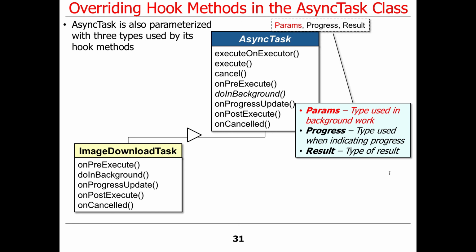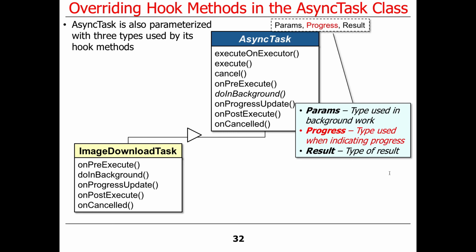So let's say, for sake of argument, you were downloading a file, or downloading an image, with an async task. You would probably make params be URL or string. And then when you called execute, you would pass in the string or URL version of the URL. And that would then get passed to doInBackground, and that would then process whatever URL you gave it. So it's a way for the UI thread to communicate what it wants done to the background thread.